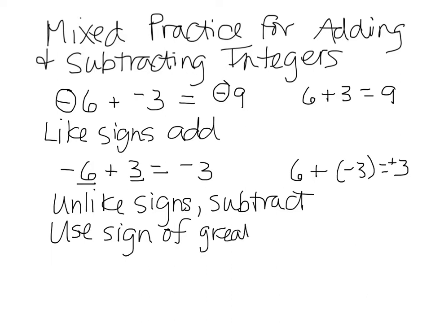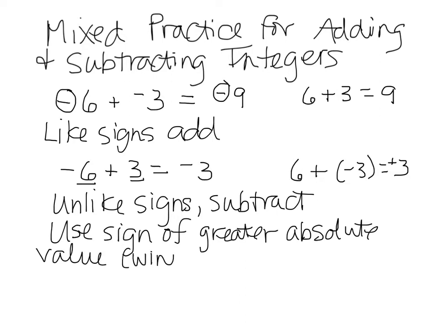Greater absolute value. In other words, -6 has a bigger absolute value than +3 because the absolute value of -6 is +6. +6 has an absolute value that's greater than -3 because the absolute value of +6 is 6 and the absolute value of -3 is 3. But just to be clear, I'm going to remind you that absolute value means the winner, the one with more.